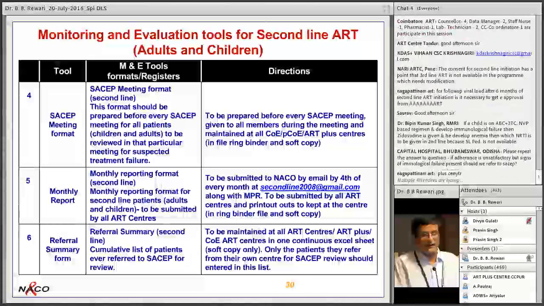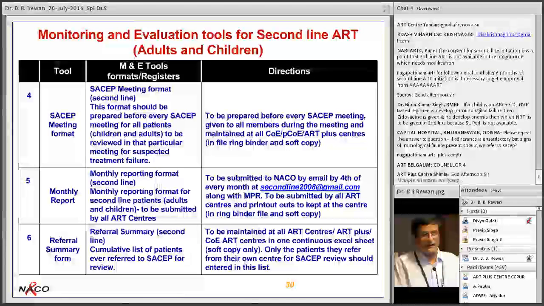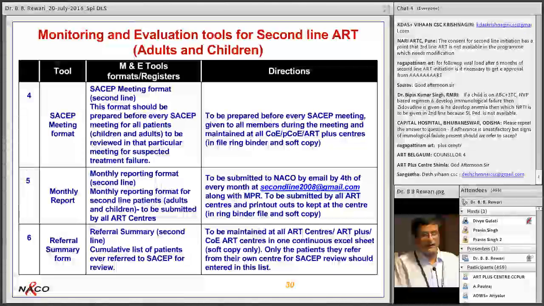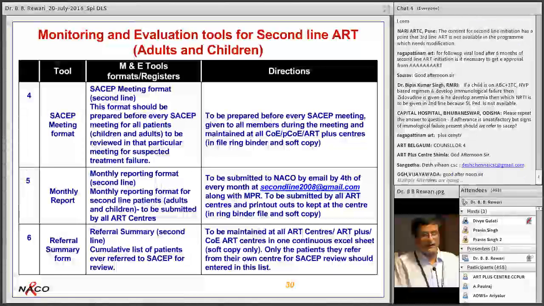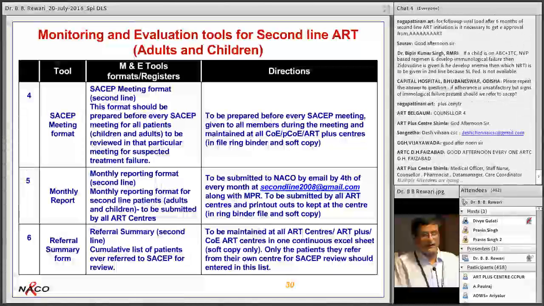Okay, Capital Hospital Bhubaneswar. Repeat the answer to the question if adherence is unsatisfactory. I have said if adherence is unsatisfactory, we should not refer. We should be clear what we mean by unsatisfactory. It is not 94%, 93%. Suppose it is 80%, 85% and has not been adherent for the last 2 or 3 months. First we have to find out the reason why the person is not adherent. Such patients require a special counseling session. And we need to improve their adherence, and once adherence is improved, there are chances that the immunological count, CD4 count, may improve. So we will wait and not burden the center or the patient unnecessarily if this failure is likely to be because of poor adherence.